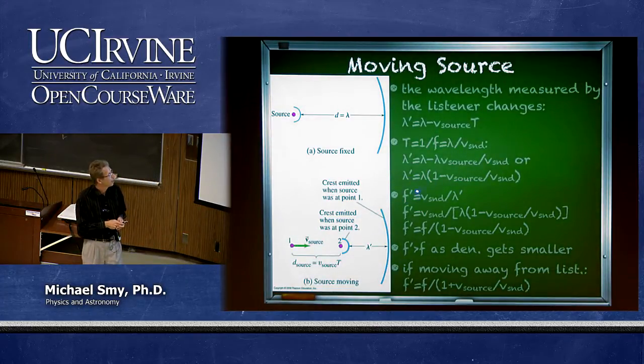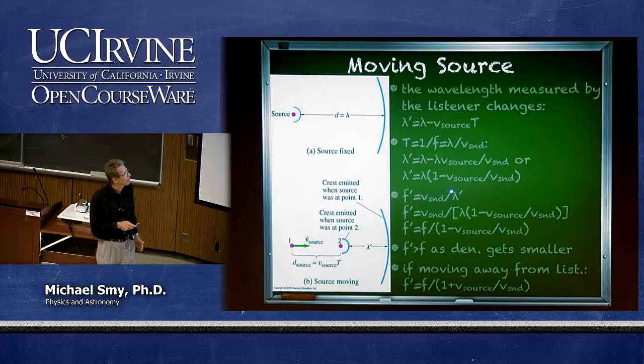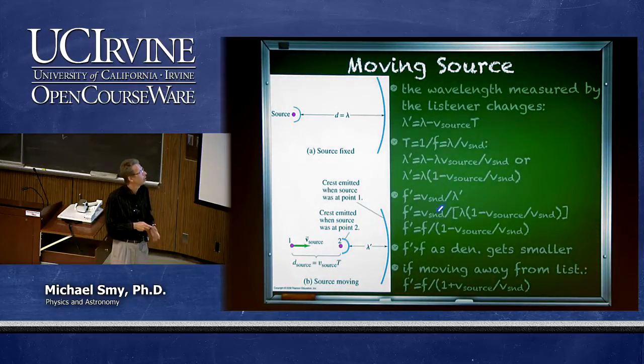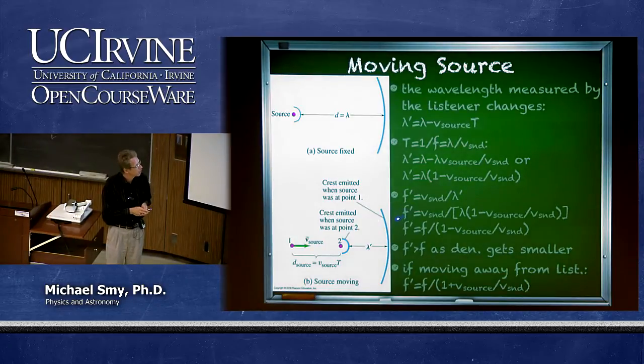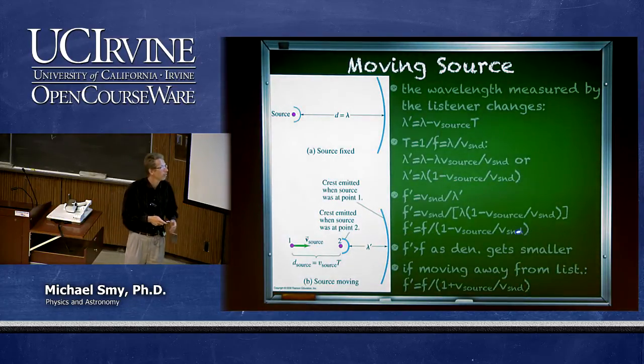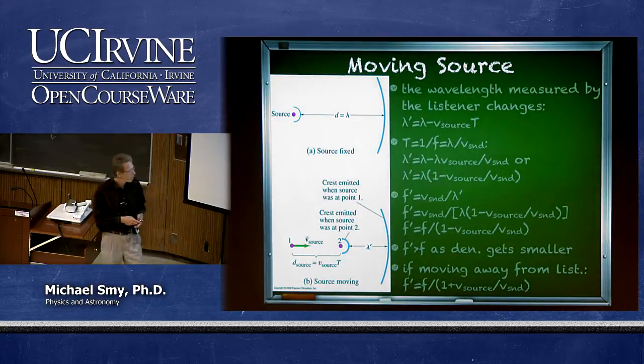However, we also know that the frequency that is associated with that wavelength must be the sound speed divided by that wavelength. And if we substitute this into that equation, then we get that the changed frequency f prime equals the sound speed divided by that expression, or f prime equals f divided by the factor 1 minus V source over V sound. And indeed, f prime is bigger than f, since the denominator gets smaller the more you increase the speed of the source. Similarly, we could derive an expression if we are moving away from the listener.